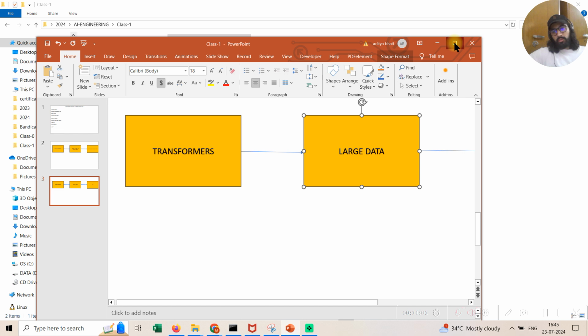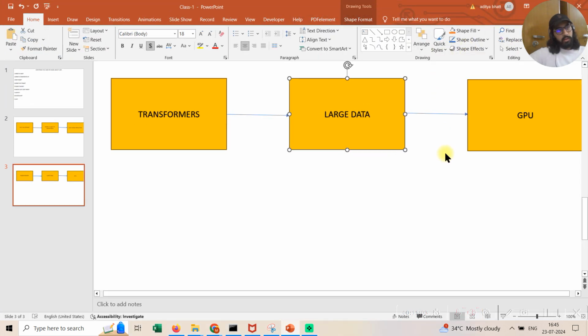Now, large data, I think you have spoken a lot about large data, right? Once the penetration of the internet is there, data is getting generated at a large pace. Then GPUs. I think a lot of you might be coming from a gaming background. Essentially Nvidia started out rolling out GPUs, or perhaps graphic cards, for gaming.